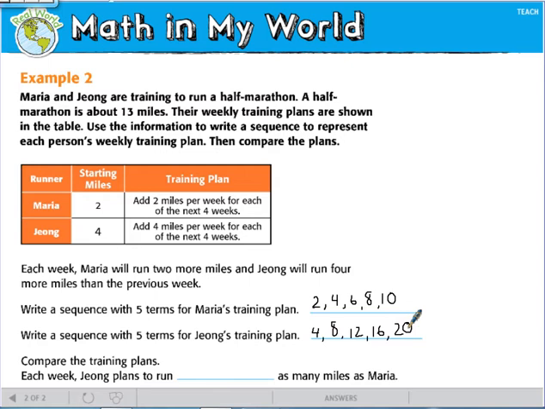Now it's asking us to look at our 2 patterns. It says compare the training plans. Each week, Zhang plans to run blank as many miles as Maria.